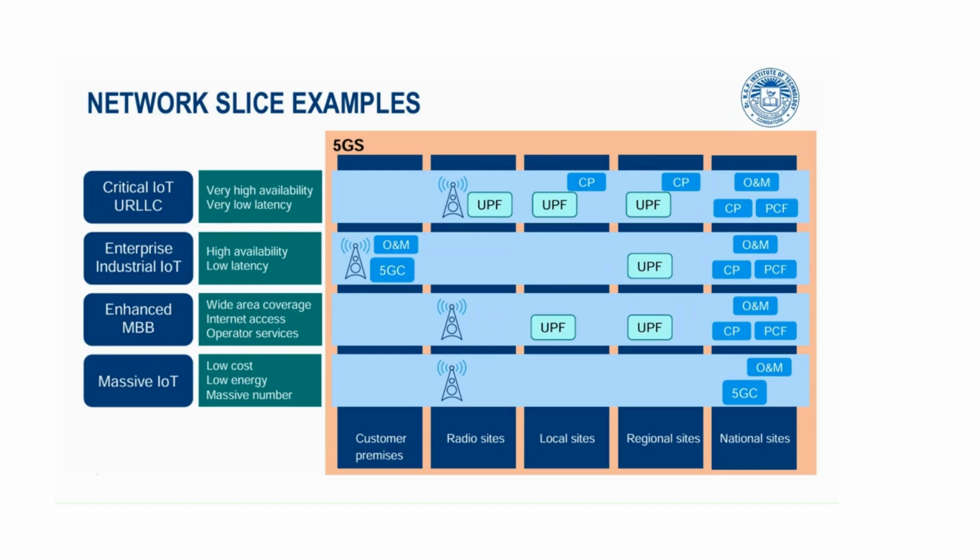Next is enterprise industrial IoT, which requires high availability and low latency, and is used in smart factories and enterprise systems. Next is enhanced mobile broadband, designed for wide area coverage and general internet service like streaming, web access, general cellular users, and so on. The last one is massive IoT, which prioritizes low cost, low energy consumption, and can support a massive number of devices. For example, we can consider sensors, meters, actuators, and so on.